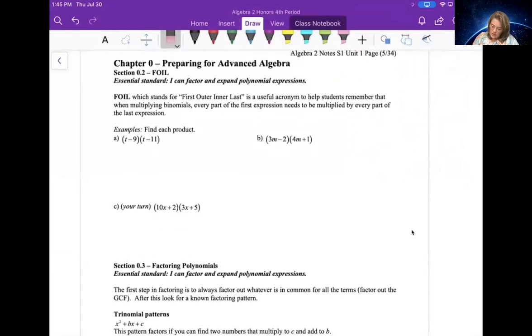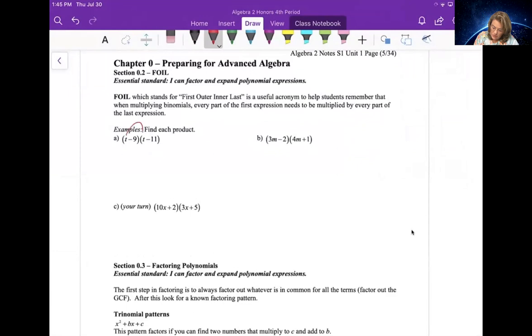Essentially, we're going to start with our foiling process. Those are two binomials that we're going to multiply times each other, and we need to follow a procedure for that. So how are we going to do that? FOIL, what does that stand for? First, outer, inner, last. The first term times the first term of the second, outer times the outer, inner times the inner, last times the last.